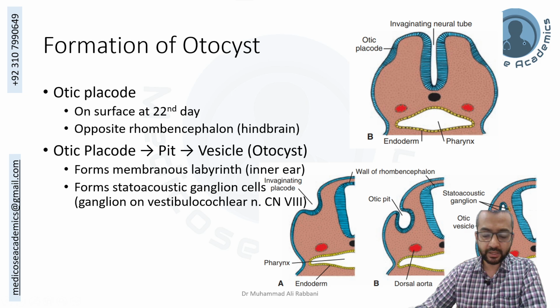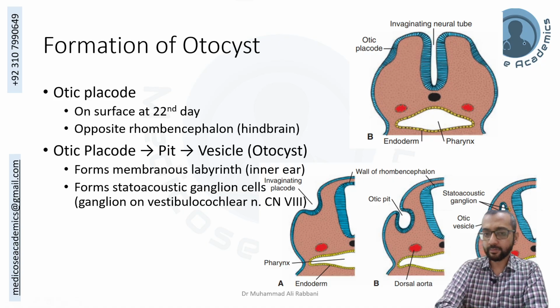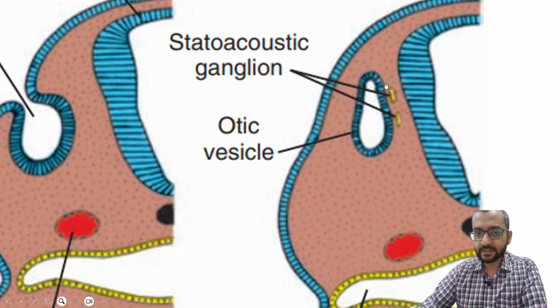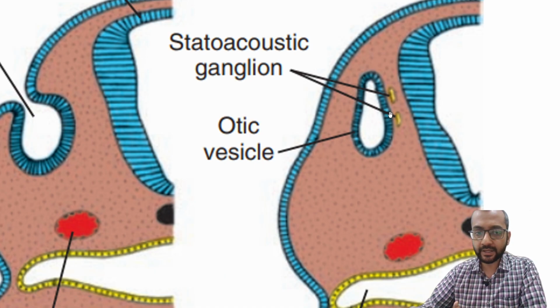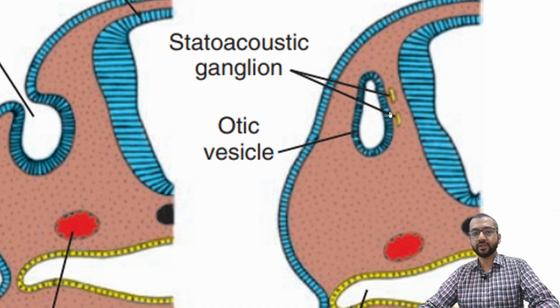So this is the part which will ultimately give rise to the inner ear, all parts of the membranous labyrinth. And if you can appreciate here, let me zoom in, it also gives rise to the cells that are going to form the ganglion of the vestibulocochlear nerve, or statoacoustic ganglion.